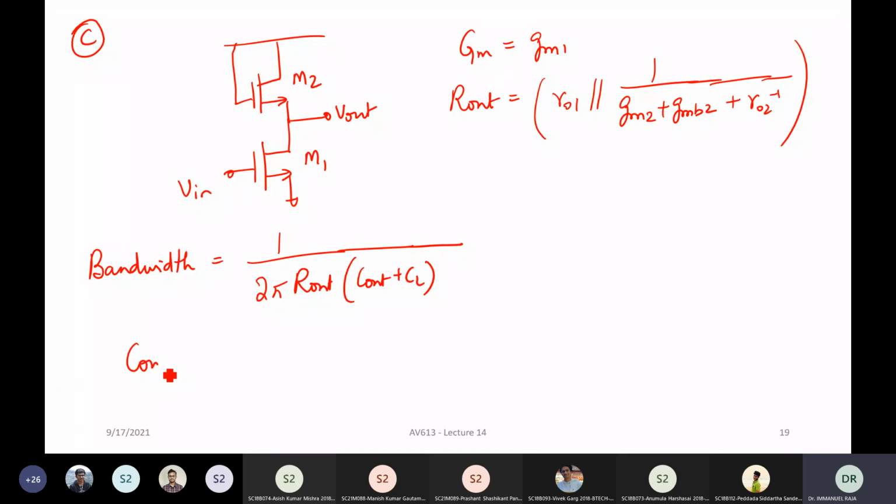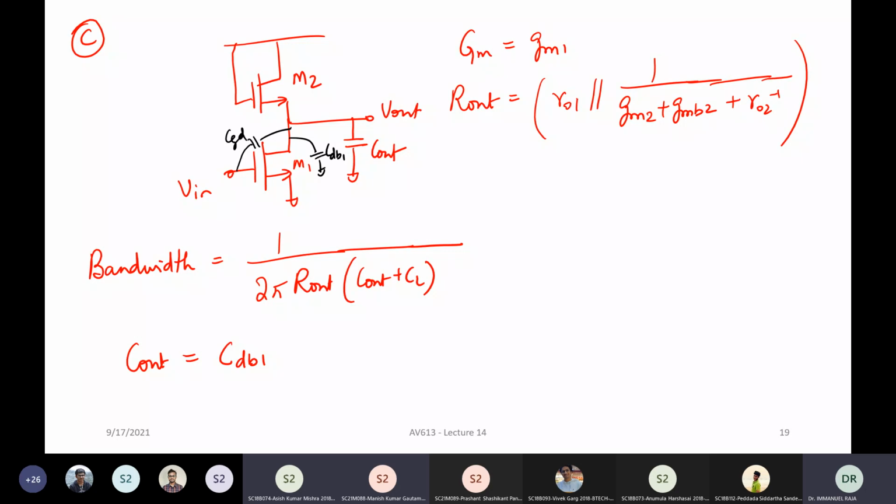Now let us look at what is C out in this. Can you tell me what the components in C out are? M2 parasitic capacitance. Correct. So let's say this is my effective C out. It will consist of CdB1, the bulk to drain capacitance. Same way, what will you have?